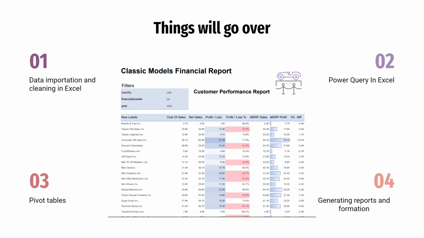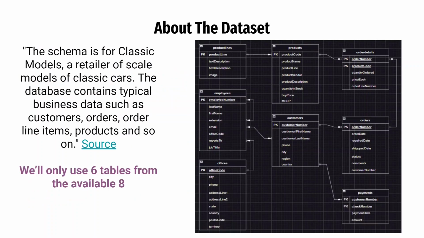Okay, so this will give you a solid foundation whenever you're trying to do anything in Excel or analyze data in Excel. So which data set are we going to be using? You're going to be using a data set called the classic models data set. It's an open source data set, as I mentioned earlier, and you can find information about the data set and begin to use it.